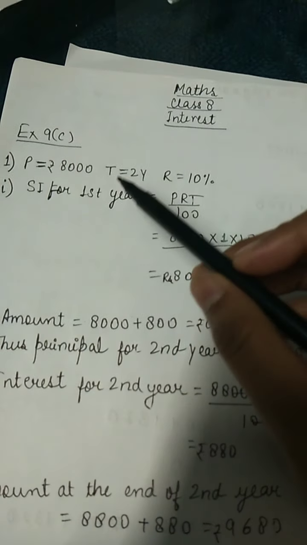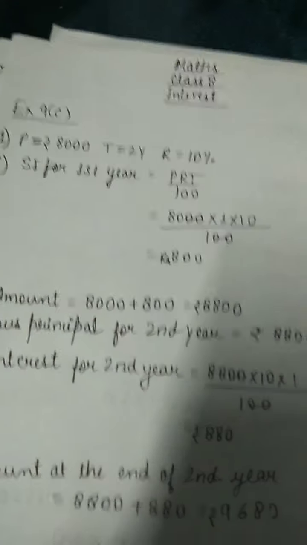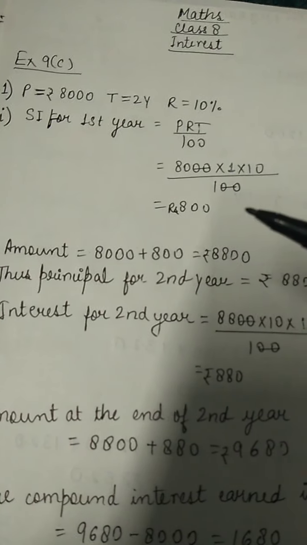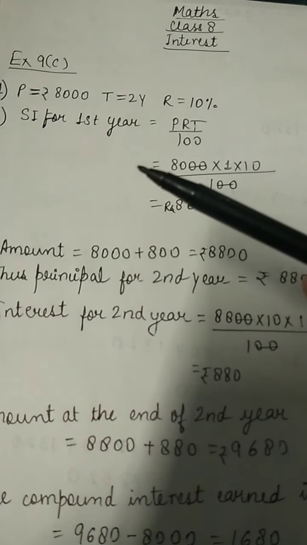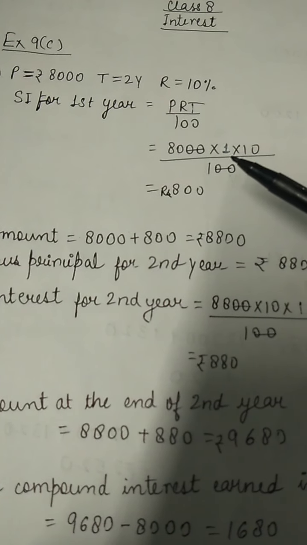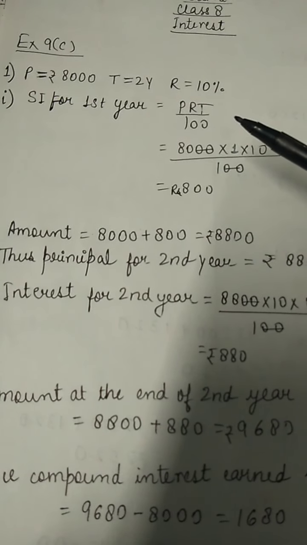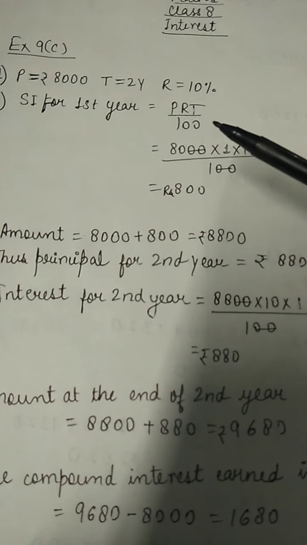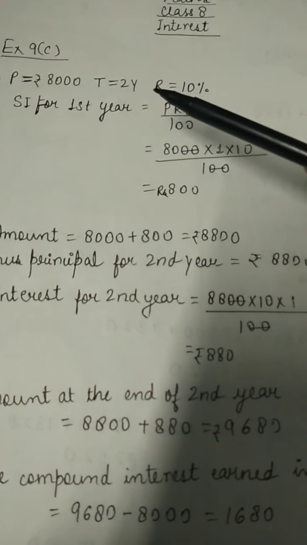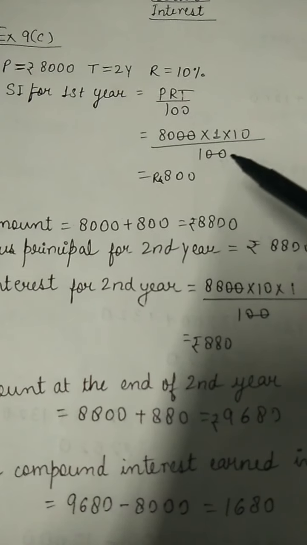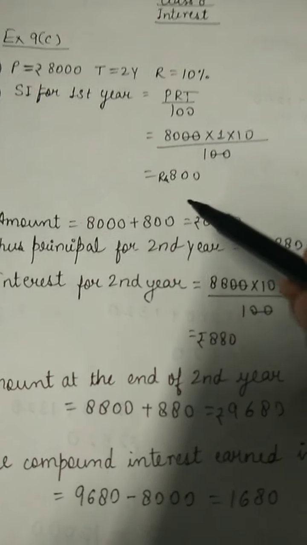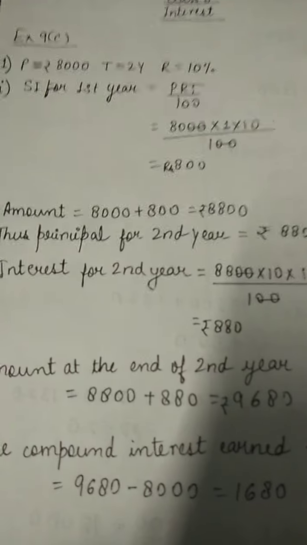Now here in the question, principal is given, time is given as 2 years, and rate is given as 10%. So SI for the first year, we will just calculate this compound interest with the help of SI. So we know the formula of SI is PRT upon 100. So P is the principal, time we will take 1 year, because we are using the SI method, and in this SI method when we are doing the questions of compound interest, we just take the time as one year only. So we have taken the rate as 10%, and then we have cancelled and got the answer as 800, which is the SI of the first year.